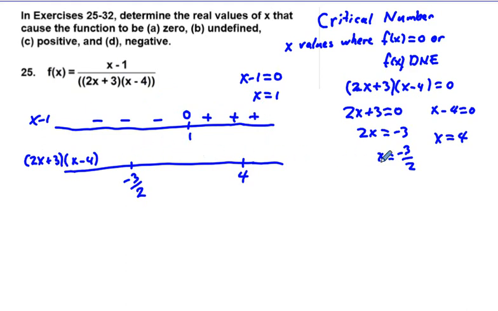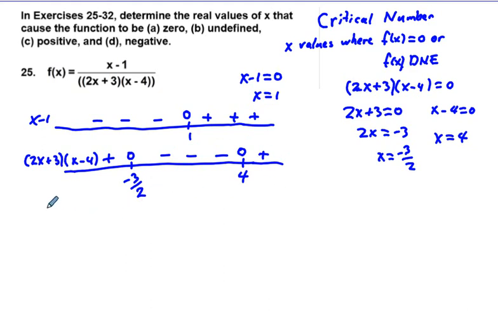Now we go down to the denominator. If we have a value of less than negative 3 over 2, we have a negative times a negative, which is positive. At x equals negative 3 over 2, the value of our denominator is 0. Between negative 3 over 2 and 4, we have a positive times a negative, which is negative. So negative, negative, negative. At x equals 4, the value of our denominator is 0. And for greater than 4, we have a positive times a positive.